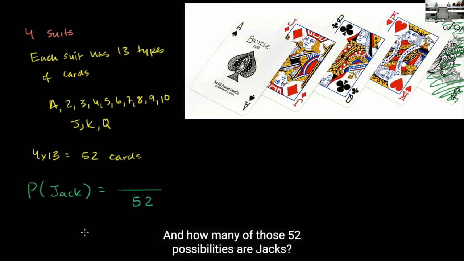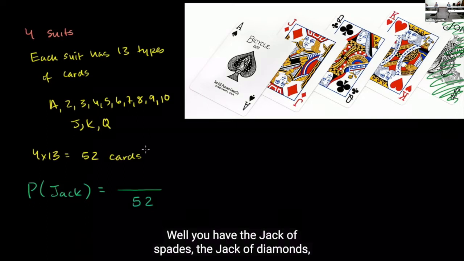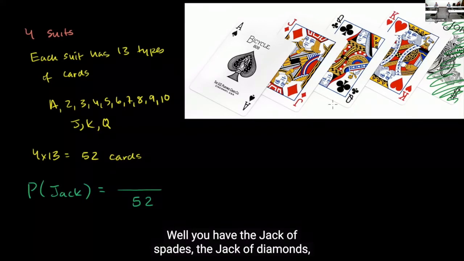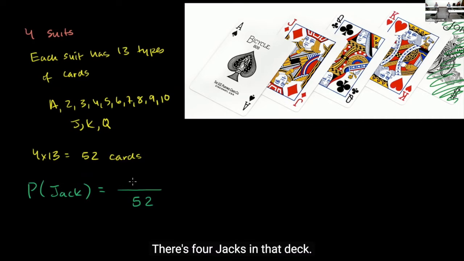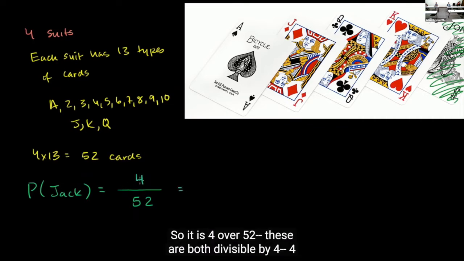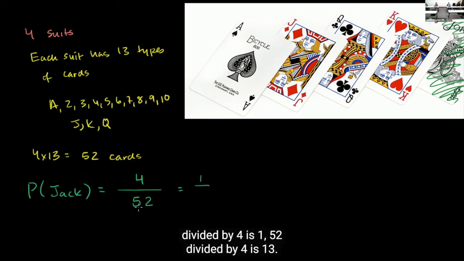And how many of those 52 possibilities are jacks? Well, you have the jack of spades, the jack of diamonds, the jack of clubs, and the jack of hearts. There's 4 jacks in that deck. So it is 4 over 52. These are both divisible by 4. 4 divided by 4 is 1. 52 divided by 4 is 13.